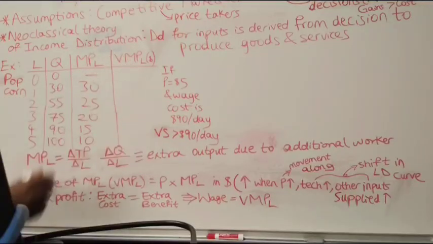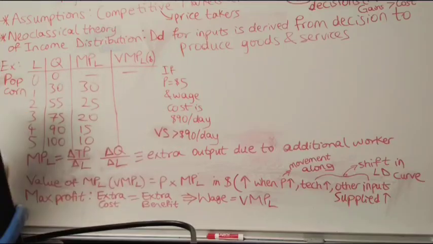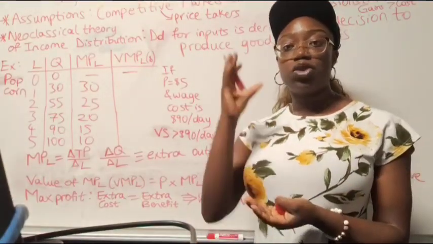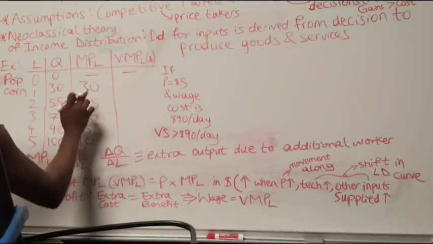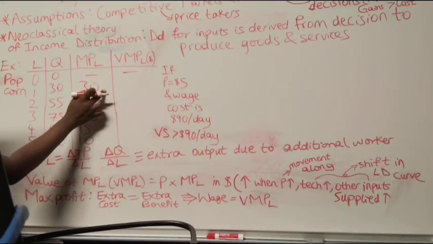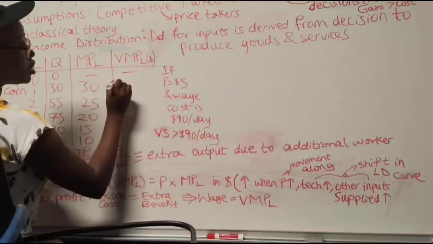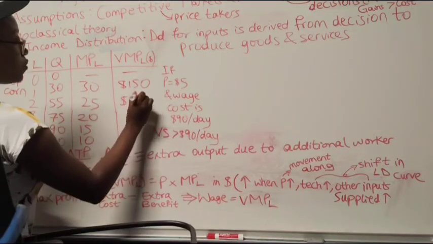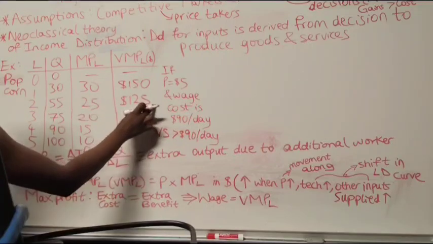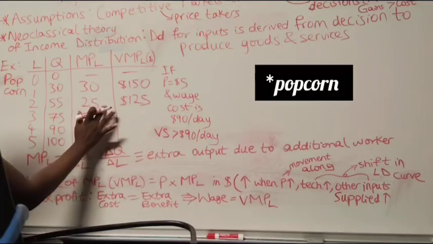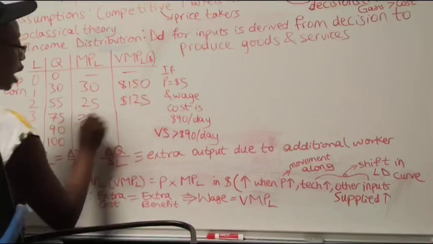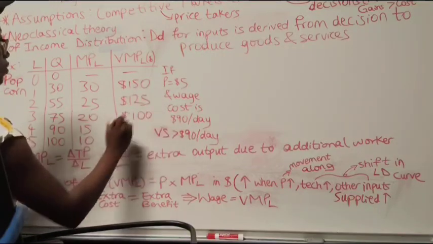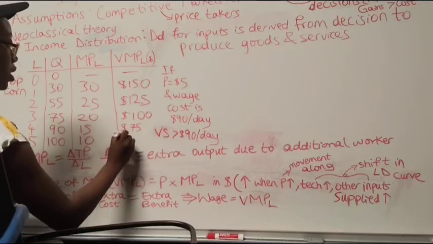Let's calculate the VMPL. At 0 workers, you have 0 output, so there's nothing here. At 1 worker, assuming this is a popcorn market and the price of 1 bag of popcorn is $5. So $5 times 30 additional outputs that are produced as a result of having 1 worker, that's going to give us $150. At this point, it's going to give us 25 times $5, which is $125, right? So basically, that is the extra benefit of producing 25 extra bags because you have 2 workers. And you keep on doing this up to the very end. 20 times $5 gives you 100, 15 times $5 gives you 75, and 10 times $5 gives you 50.